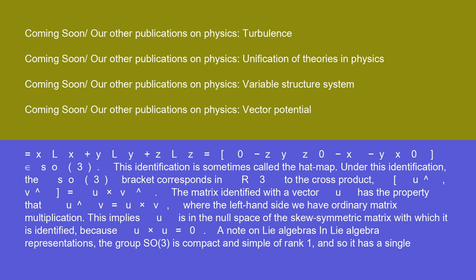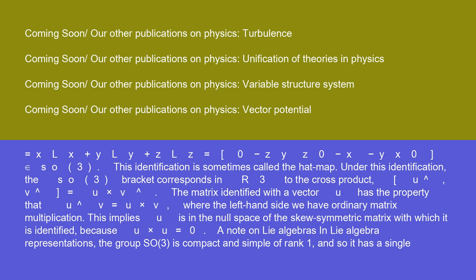Under this identification, the so(3) bracket corresponds in R3 to the cross product, [û, v̂] = (u × v)^. The matrix identified with a vector u has the property that ûv equals u × v, where on the left-hand side we have ordinary matrix multiplication. This implies u is in the null space of the skew-symmetric matrix with which it is identified, because u × u equals zero.